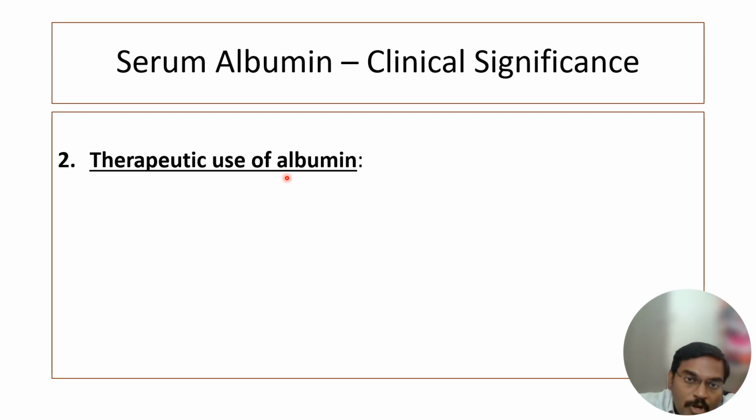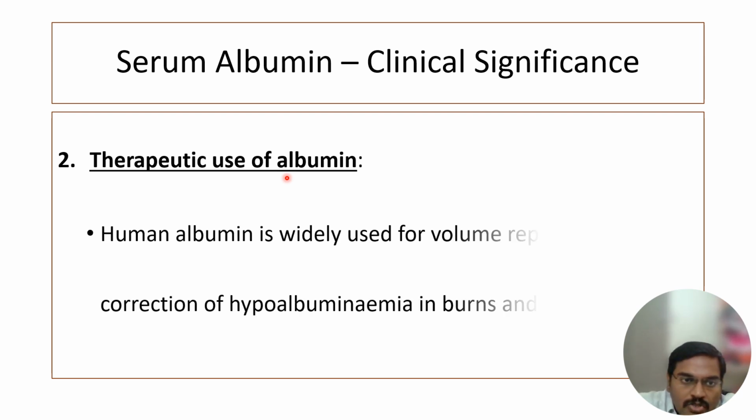Okay, so more water will be mobilized from the tissue into the blood vessel, so it is going to increase the blood volume. And to some extent it is going to normalize the blood pressure. Okay, so where are we going to use albumin in therapeutics?